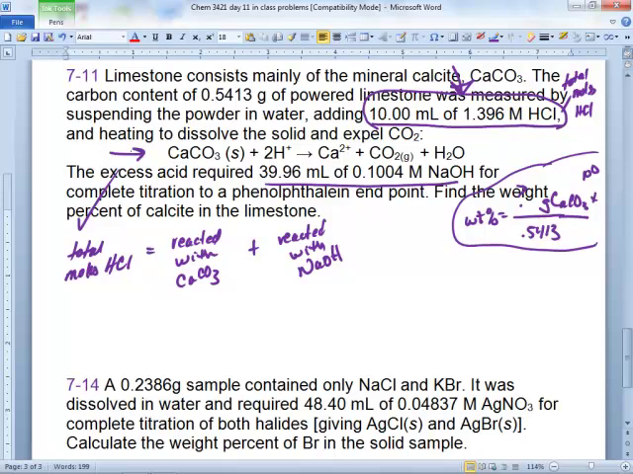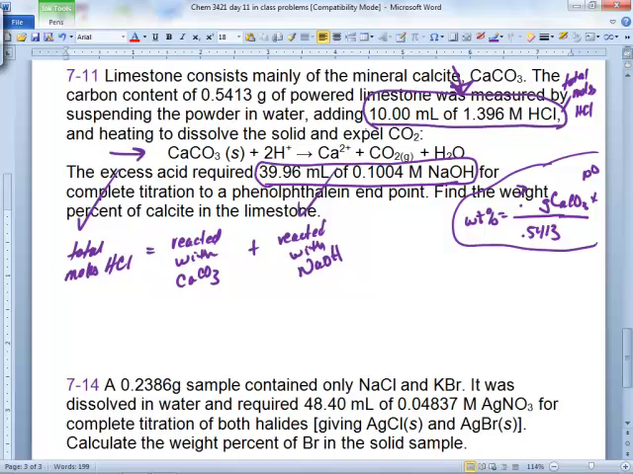The amount that reacted with the NaOH, can you see it? By looking at this, don't you know the moles of the NaOH? Is that the same as the moles of the HCl? Yeah. It's just because they're 1 to 1, right? Monoprotic acid's always the same. So the moles of NaOH is the moles of the HCl.